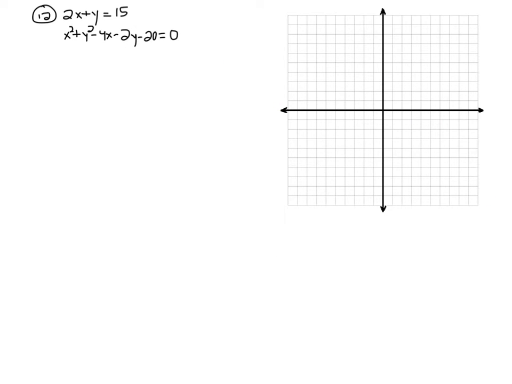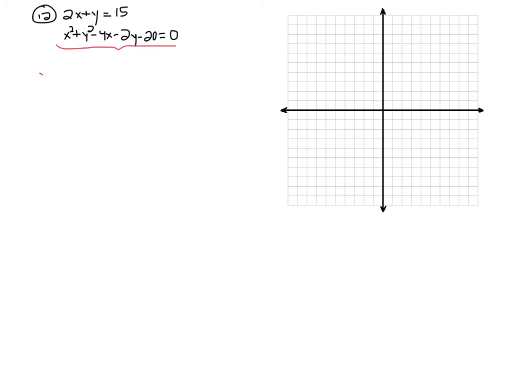The final question of the review sheet just asks you to solve the following system graphically. Okay, so I'm actually going to graph the circle first. So if we take a look at this equation right here, what we want to do is get it in center radius form.